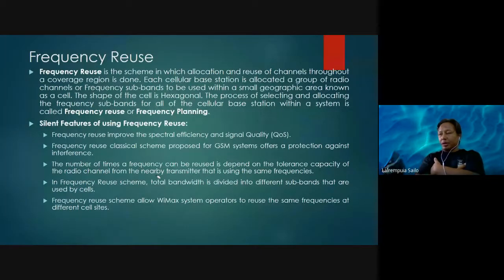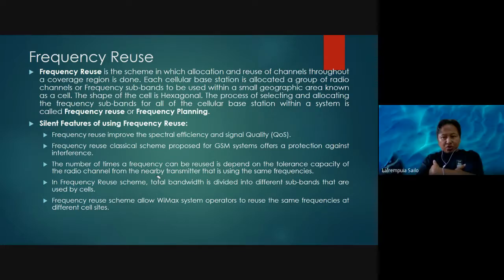Okay, anyway, what is the base station? You already know what is the MS, mobile station, and what is the MSC, mobile switching center. I hope that you already know this one. And then, what is frequency reuse or frequency planning? You already understand the basic idea of frequency reuse, right? Do you understand the basic idea of frequency reuse?